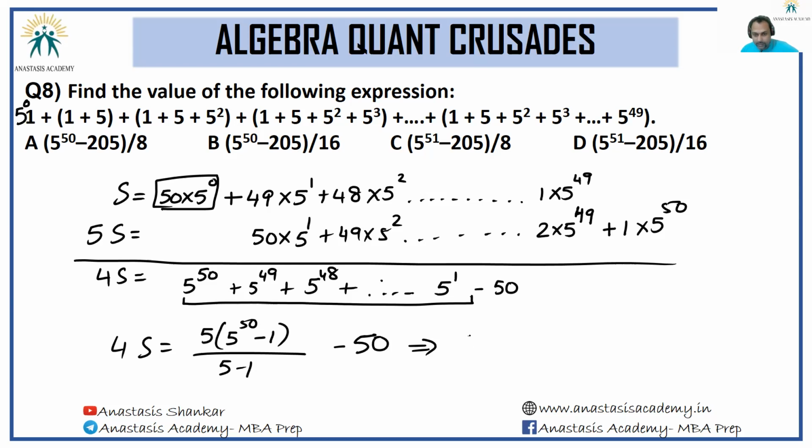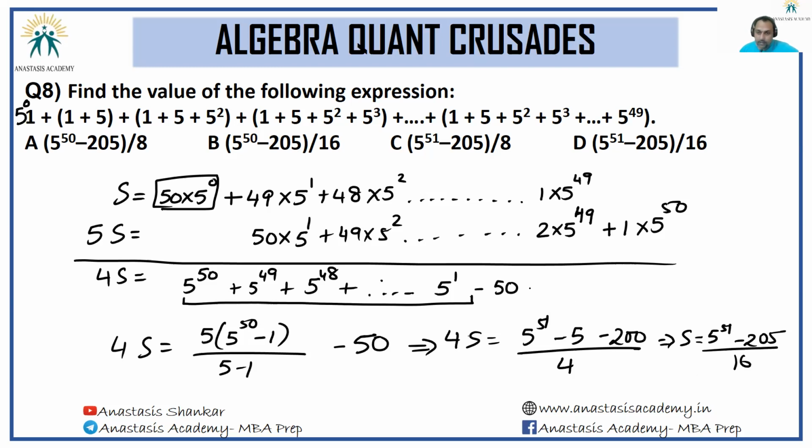Below, s is definitely equal to 4 into, oh no, I should not make it jump straight away. 5 raised to the power 51 minus 5 minus 200 by 4. And now I have s is equal to 5 raised to the power 51 minus 205 by 16. Therefore, the answer to the question should be option D.